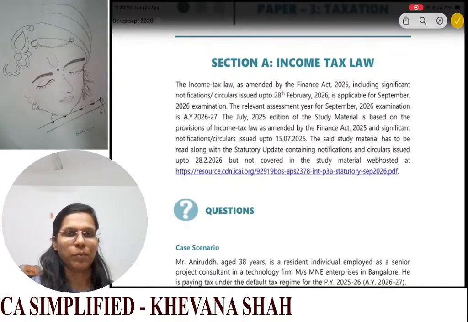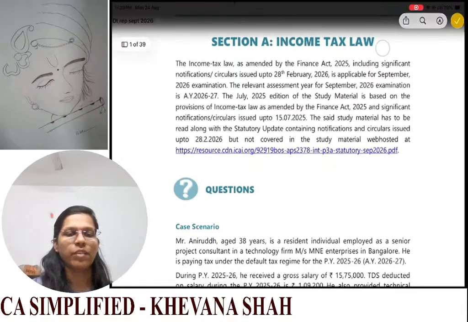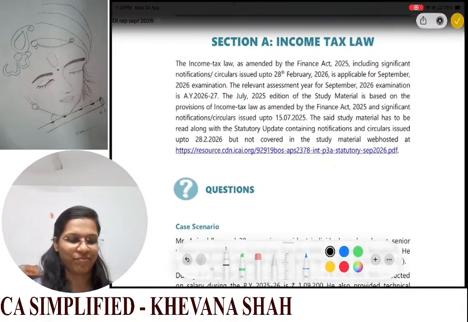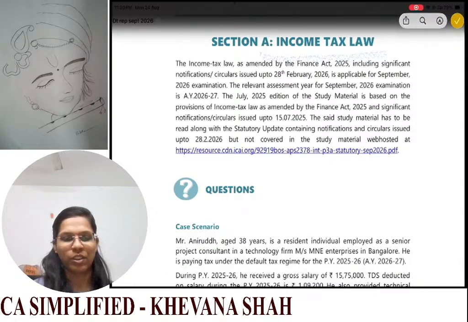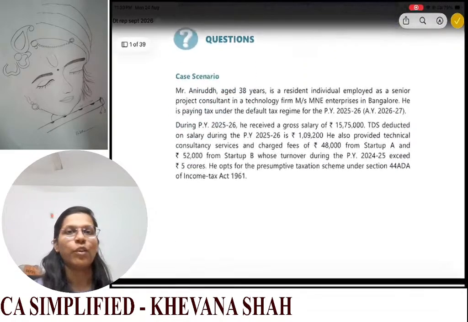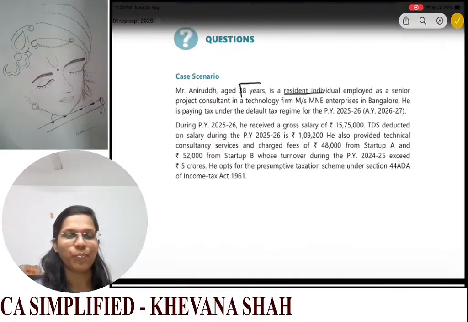So we are doing this income tax. Okay. So we are starting with section A, that is your Income Tax Act. Now we have our first question, which says that Mr. Anirudh is a resident individual, aged 38 years, default tax regime 25-26.